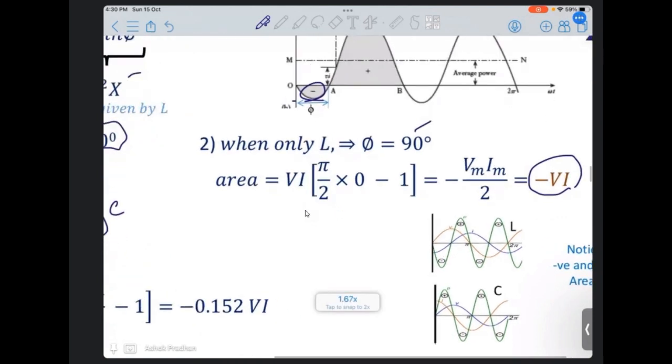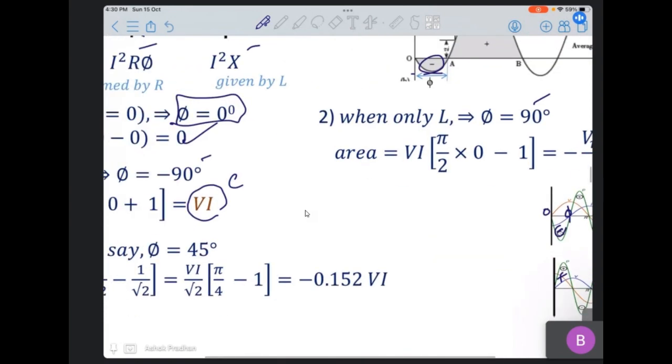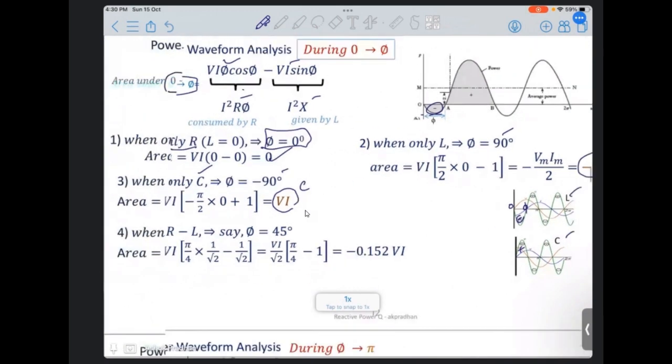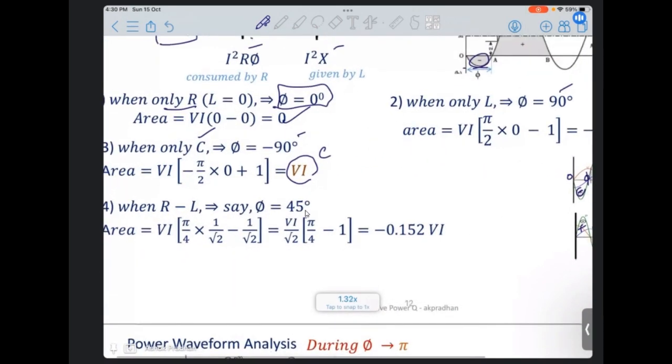We see here for inductor and capacitor in the 0 to pi range, this is 0 to pi only. In this case this becomes negative and this becomes positive, so plus Vi and minus Vi are coming here. If you go to an intermediate point, let us say phi equal to 45 degrees when R equals X, the corresponding area becomes equal to minus 0.152 Vi. So that kind of situation happens here.